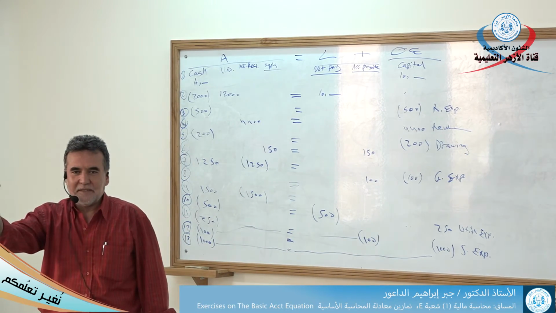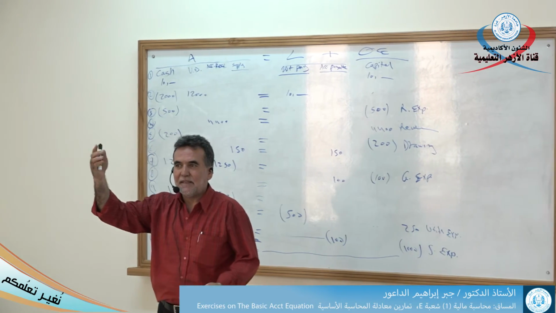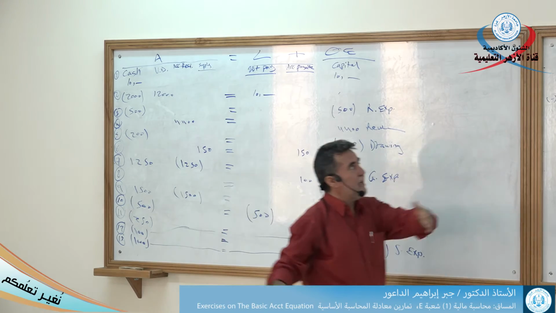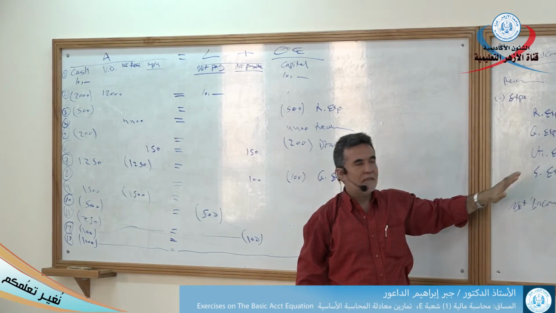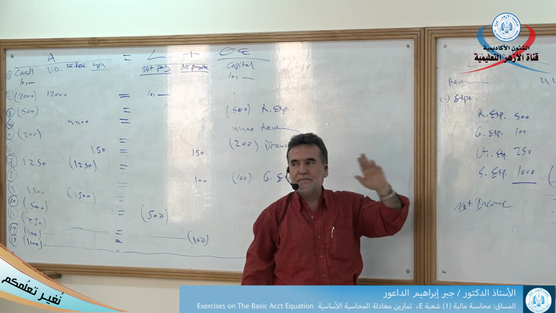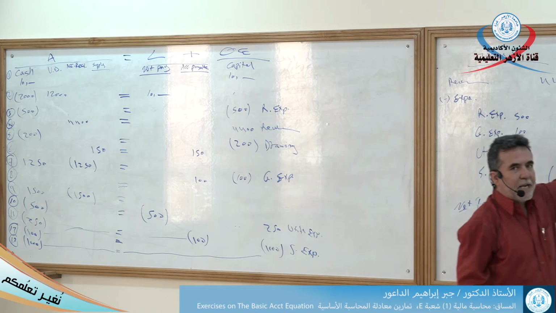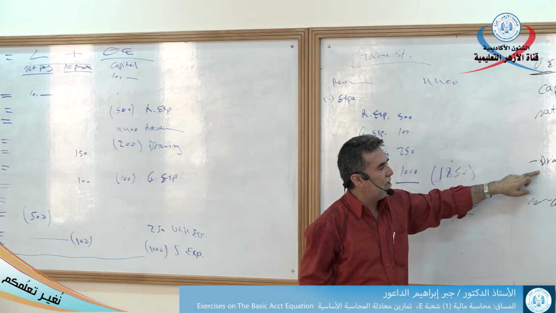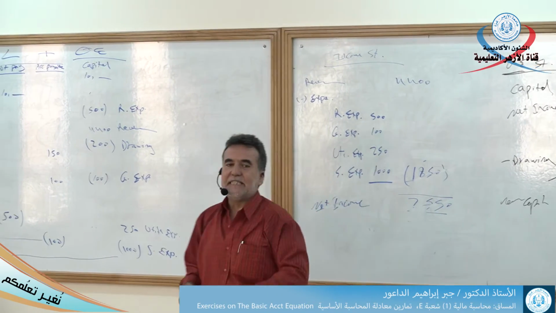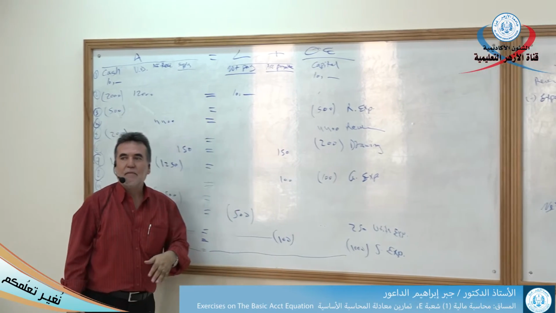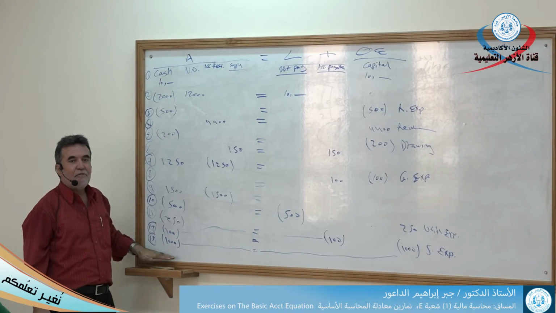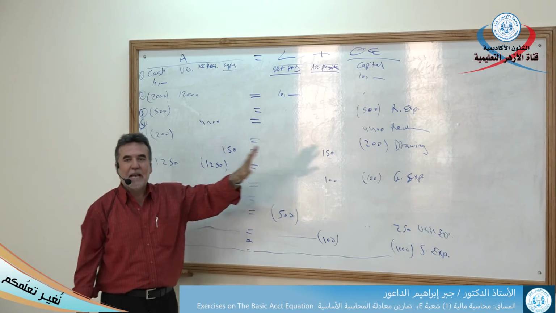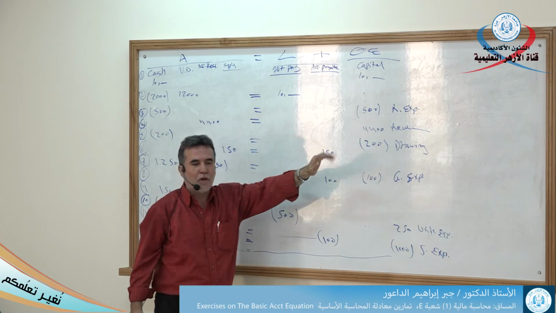In the first lecture, we identified three statements: income statement, owner's equity statement, and balance sheet. The first one, income statement: revenue minus expenses equals net income. Second, owner's equity statement: capital plus net income minus drawing. Final statement, the balance sheet: assets equal liabilities plus owner's equity.